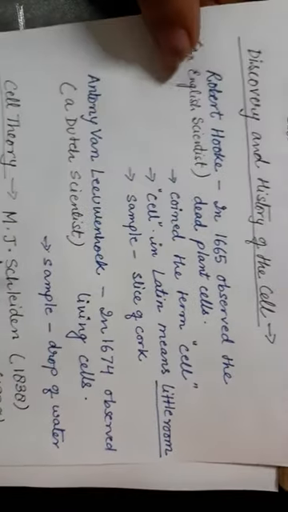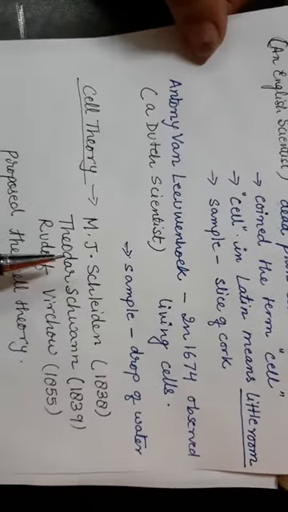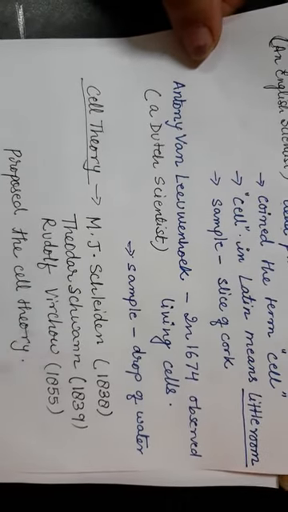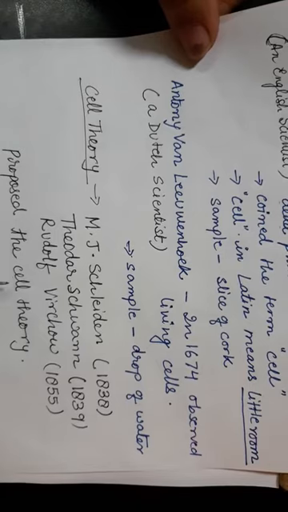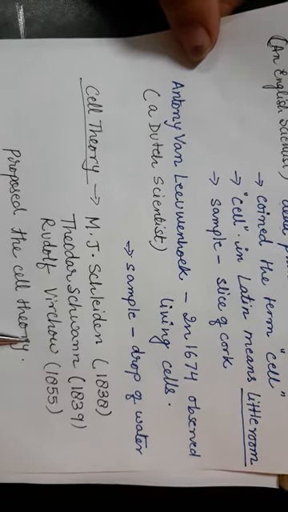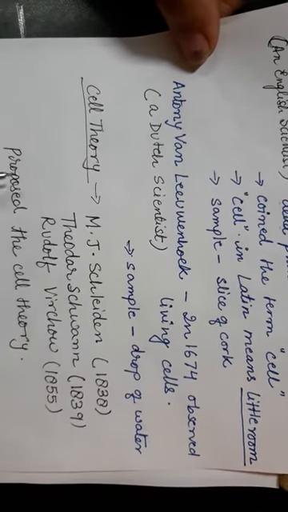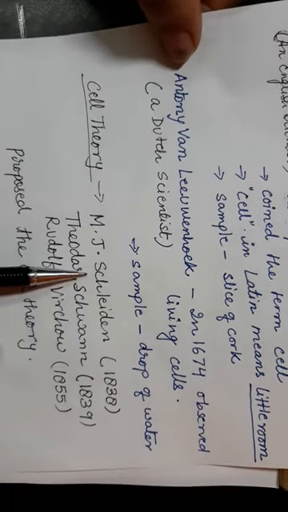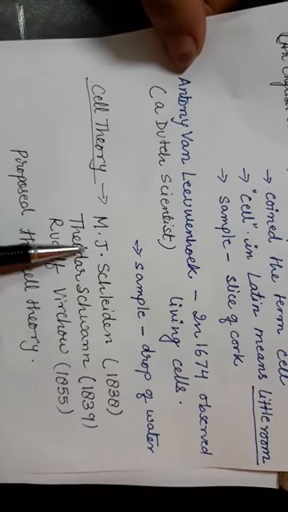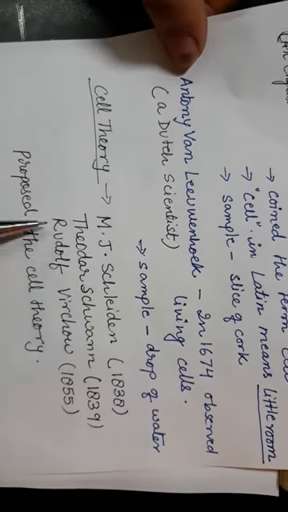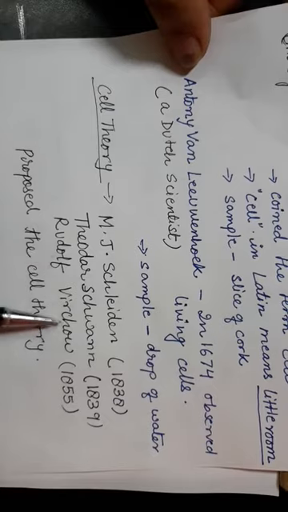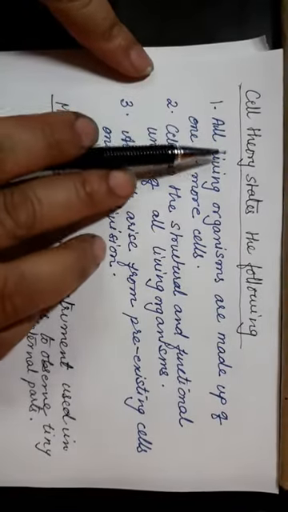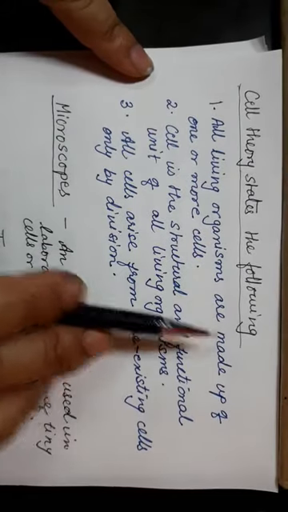There were many other scientists who were continuously studying the cell and then mutually agreed on certain points about cells, which they called cell theory. The scientists who proposed cell theory were M.J. Schleiden, Theodor Schwann, Rudolf Virchow. What was the cell theory? The cell theory states the following points.